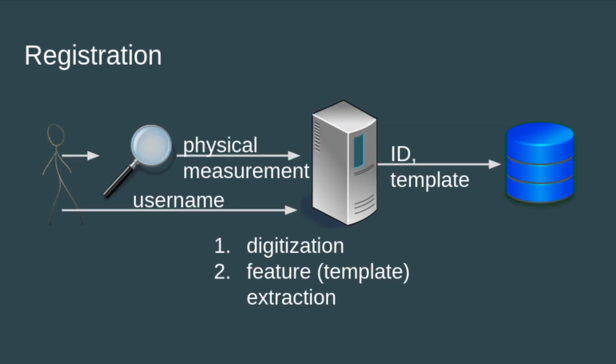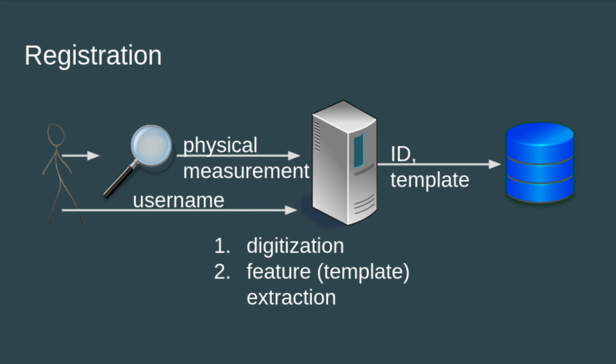So the registration process when you're using a biometric looks like this. A physical measurement is taken. So there's some sensing device, maybe a fingerprint reader, maybe a camera, that takes a physical measurement of the person. This physical measurement must then be digitized and features are extracted from the digital representation of the physical measurement. The set of features that are extracted are often called the template. So the template is extracted from the sensed data.